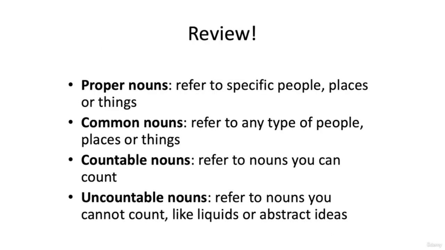Now it's time for review. Today we have learned that proper nouns refer to specific people, places, or things. Common nouns refer to any type of people, places, or things. Countable nouns refer to nouns you can count, and uncountable nouns refer to nouns you cannot count, like liquids or abstract ideas.